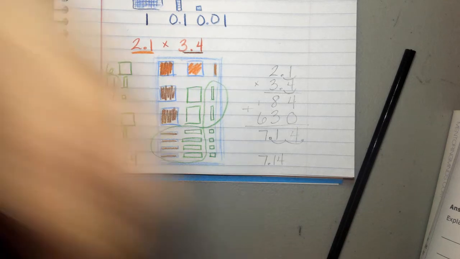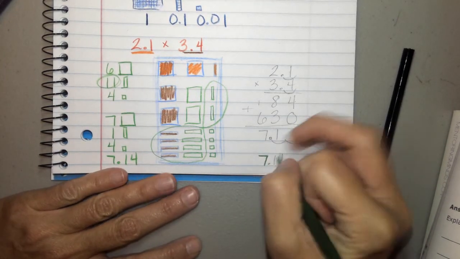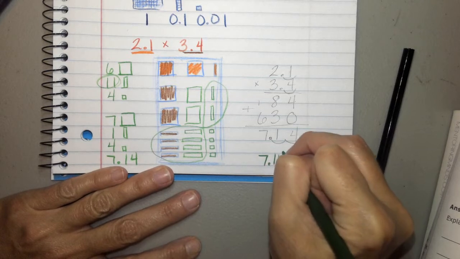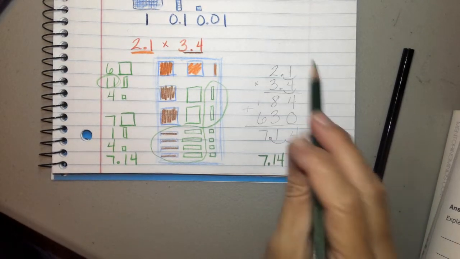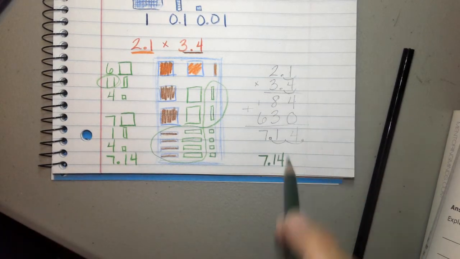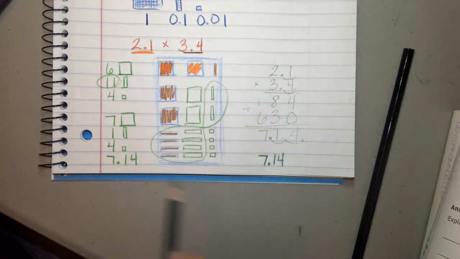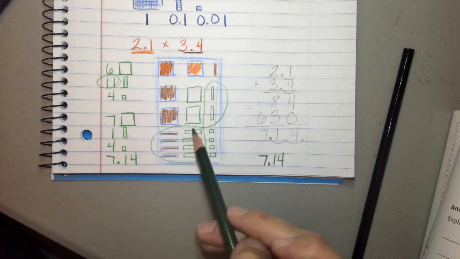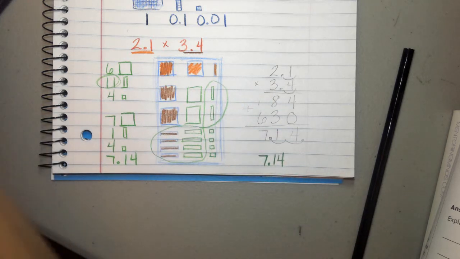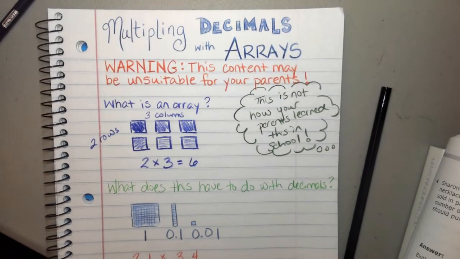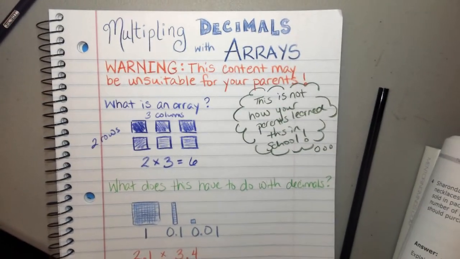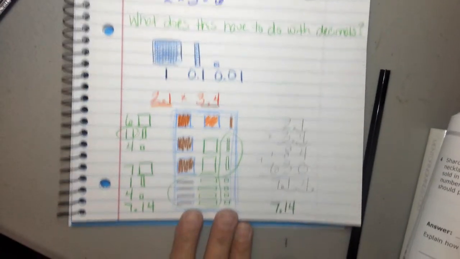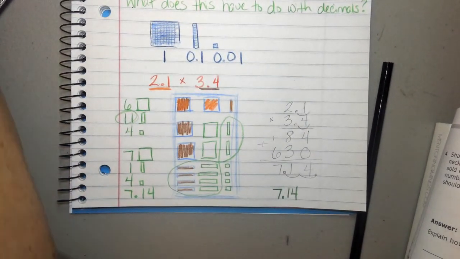So you are always welcome to use the method that works best for you. And if this traditional method works for you, this is what you should use. But if anything about this is confusing you, base 10 blocks could be the way to go. So I just wanted to give you that overview of multiplying decimals with arrays. And then just kind of that little proof there at the bottom. Okay? Thanks.